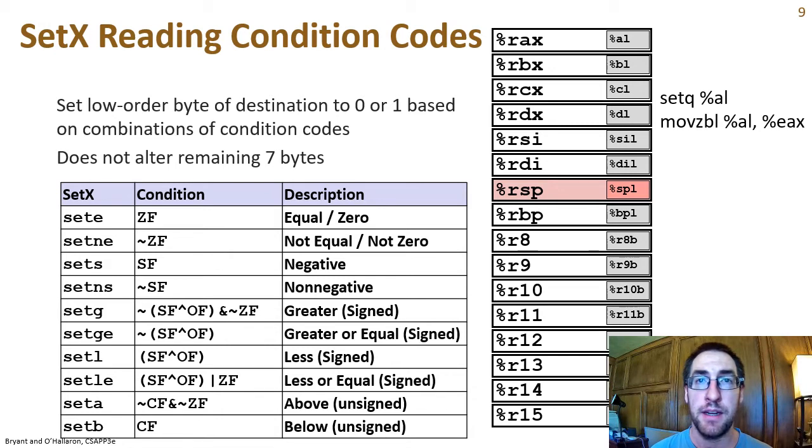So the destination operand of the set instruction can be used as the source operand of MOVZBL, with the 32-bit mnemonic for the same register as the destination. For example, setQ %AL would be followed by MOVZBL %AL, %EAX to zero out the rest of the RAX register.